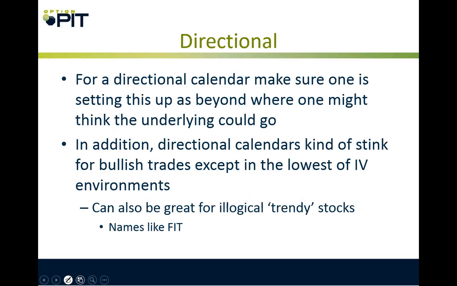And then I'll show you an example here. For a directional calendar, make sure one is setting this up as beyond where I think the underlying might go. In addition, directional calendars kind of stink for bullish trades, except in the lowest of IV environments. I love them for bear trades. They can also be great for illogical trendy stocks like Fitbit, GoPro, Tesla, all the silly ones that rally for no reason because people love them.